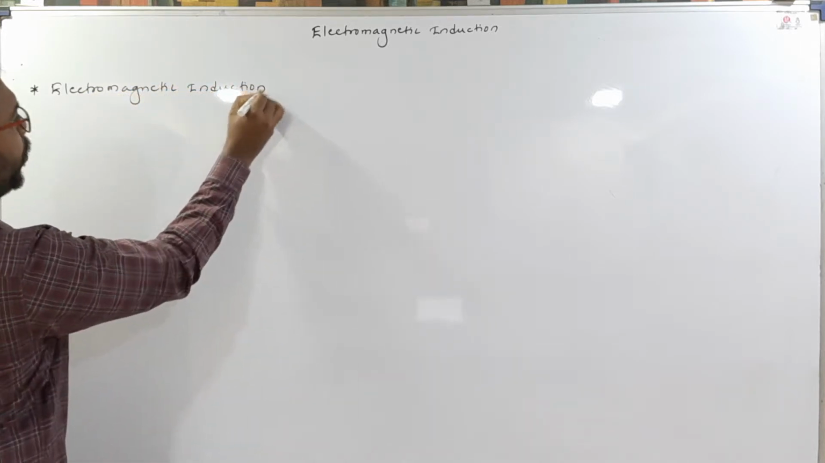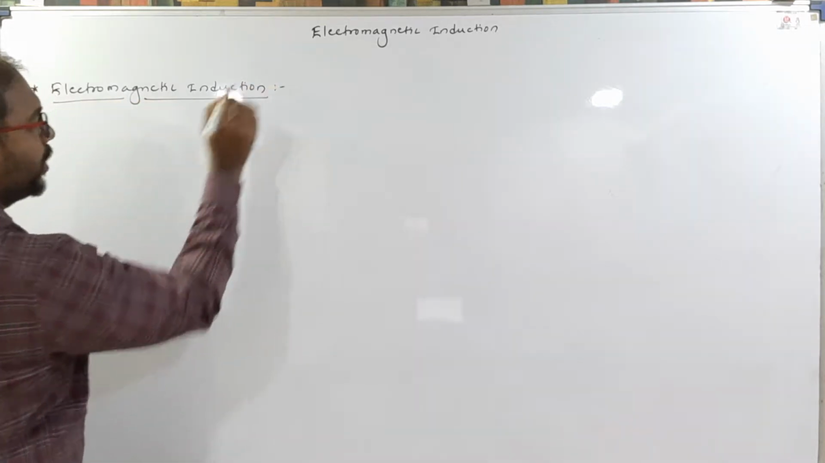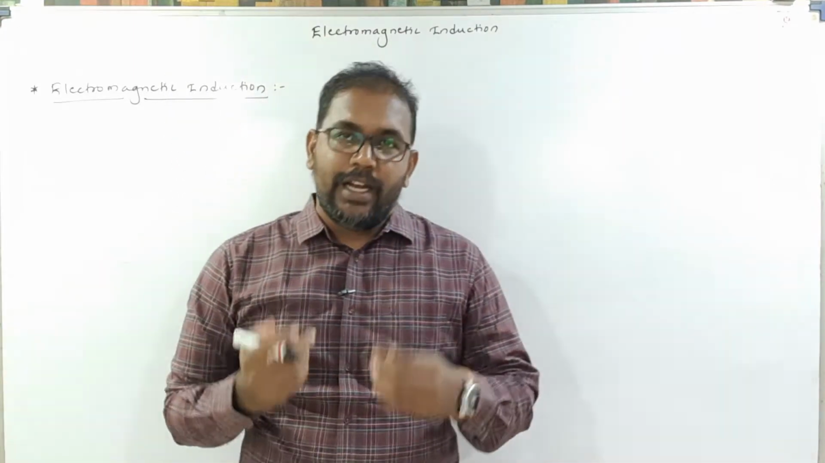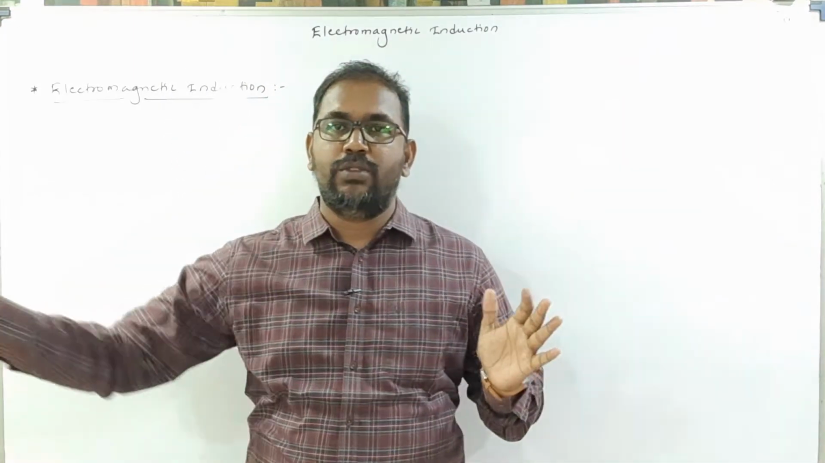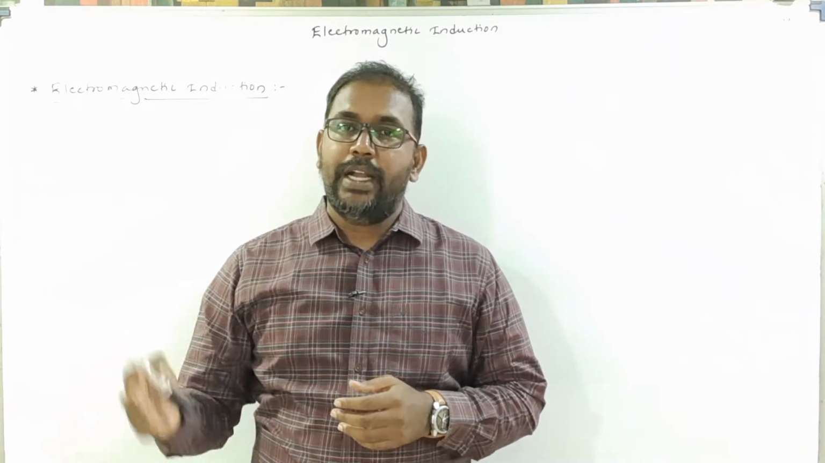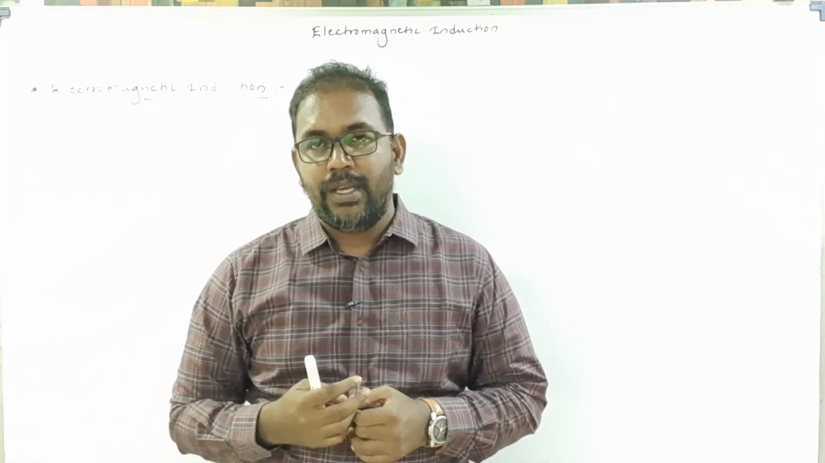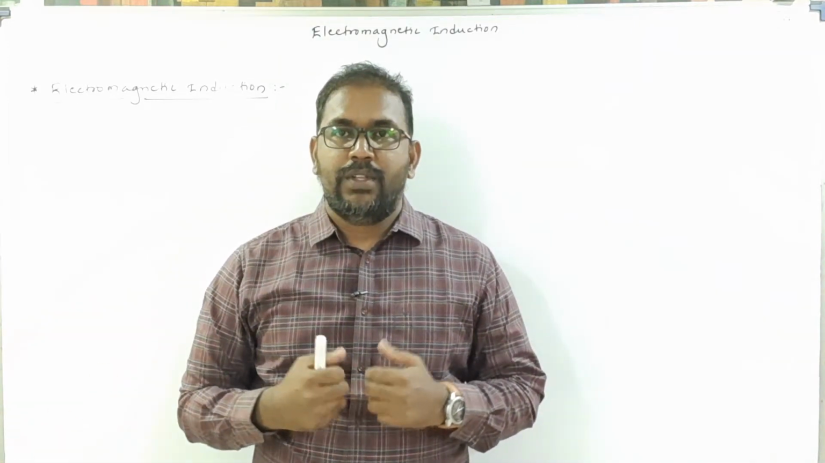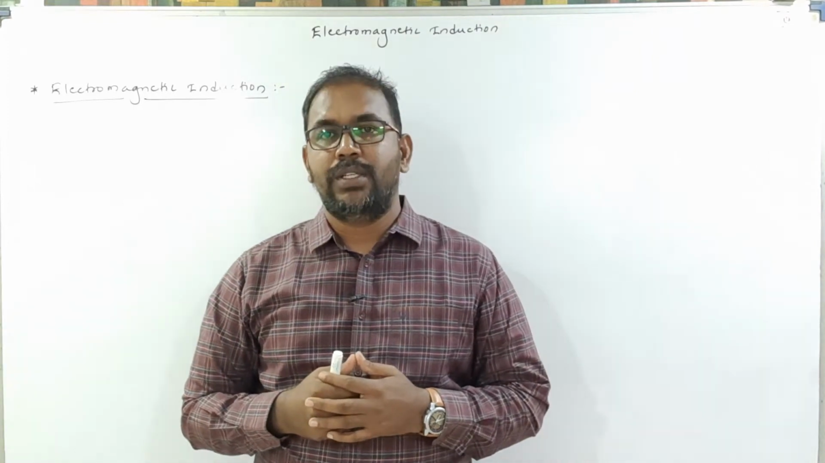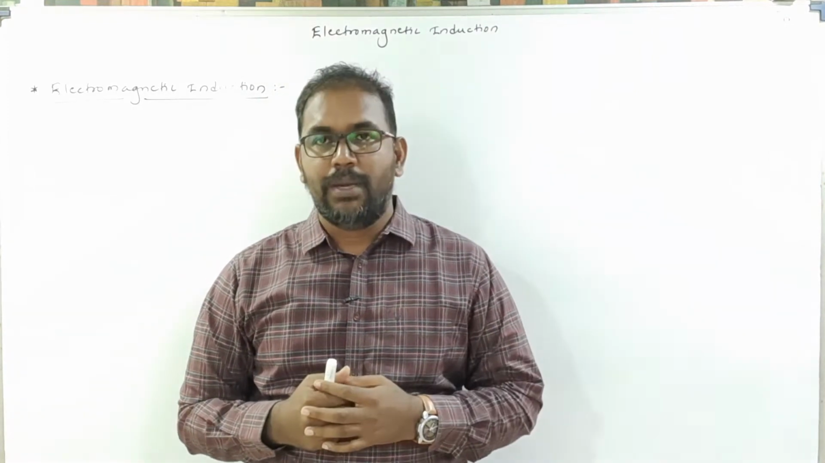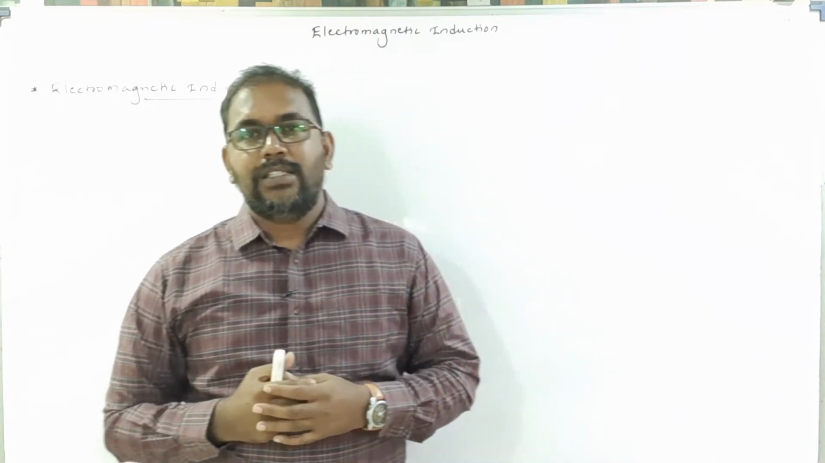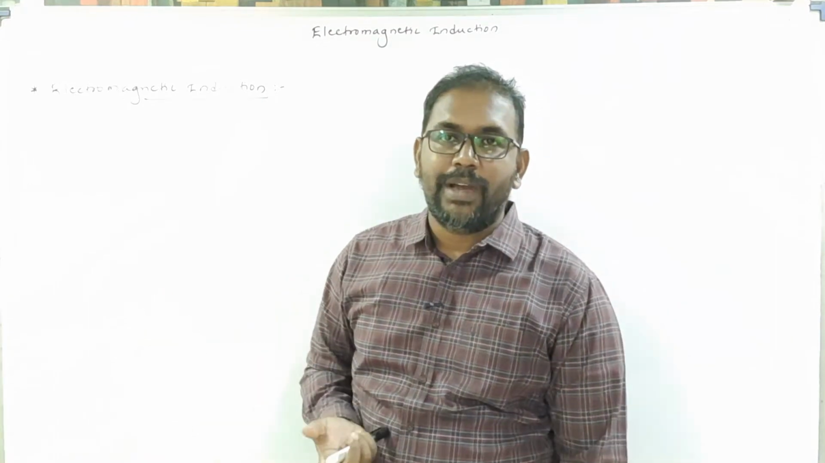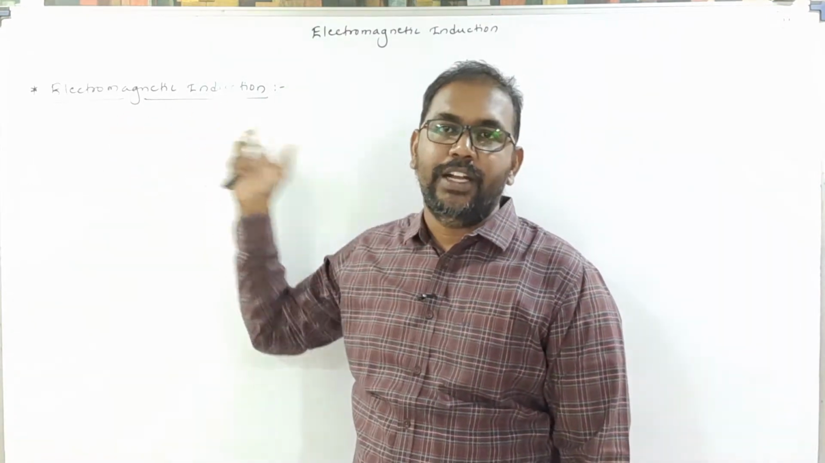Basically, before this chapter, we already learned one article, magnetic effect of electric current. In that, when current is passed through a conductor, a magnetic field is produced in its surrounding area. Means we can produce a magnetic field by using electric current. The same question: can we produce electric current by using a magnetic field? The answer is yes. That phenomenon of producing a current by using a magnetic field is called electromagnetic induction.